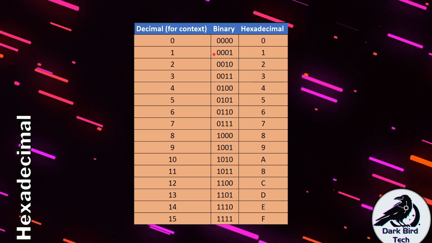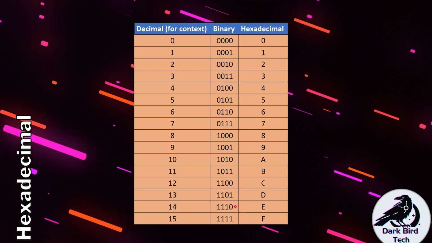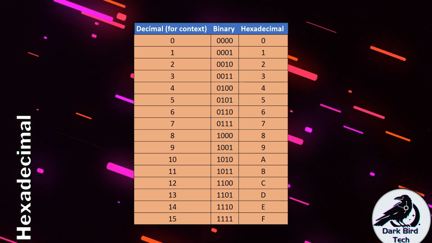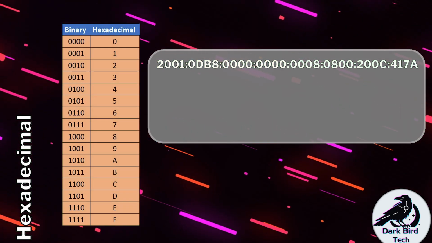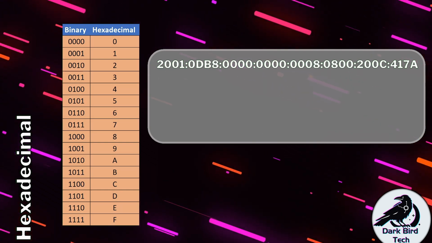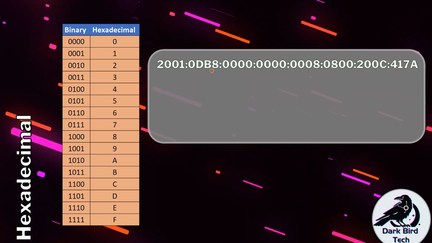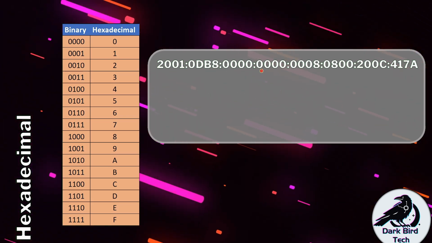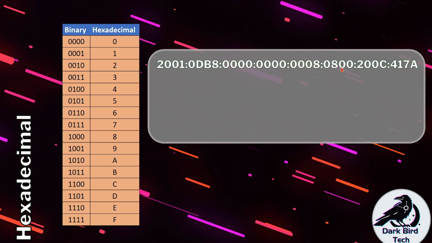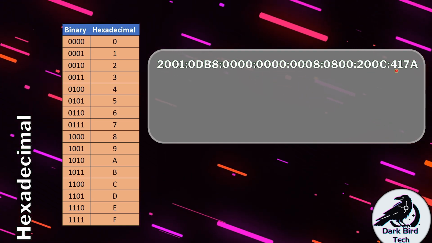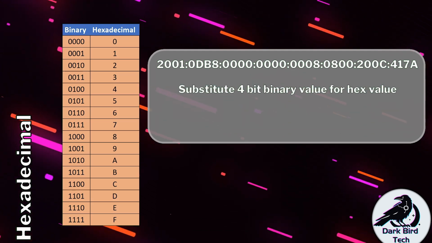0000 for 0, 0001 for 1, 0010 for 2, so on and so forth. Now in terms of how we go back and forth between hexadecimal and binary, it's a straightforward substitution system just like we use for MAC addresses. So if we put an IPv6 address here, like 2001, 0db8, 0000, 0000, 0008, 0800, 200C, 417A. We will just do simple substitution.